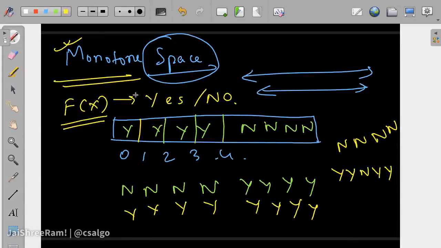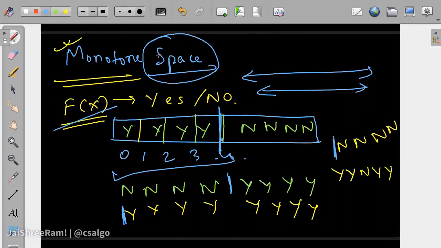There should be a rigid partition between the yes and no. That's what I'm saying. This is something that should be identifiable. Some distinct boundary between yes and no, and beyond one side there are all yes, and after that there are all no's. If this kind of boundary can be created using a function which maps these indexes, or any search space, into yes and no, then that particular space is a monotone space, and we can use binary search in any such problem.